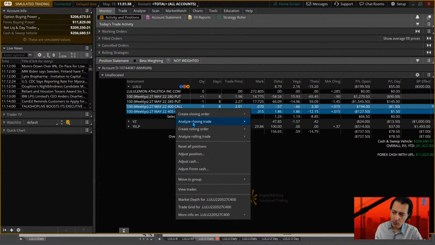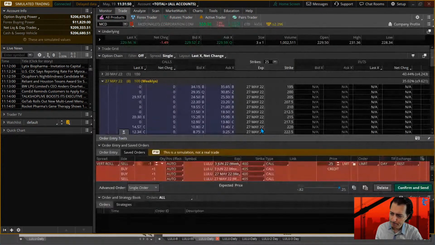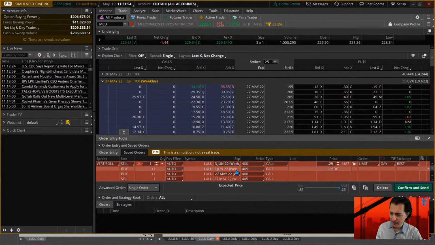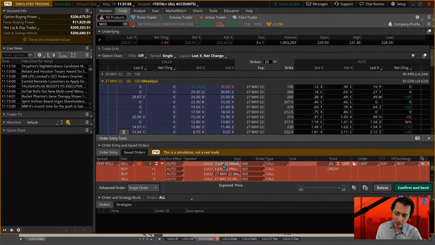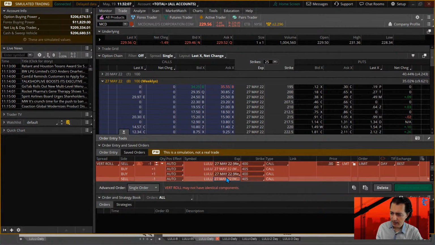So let's do it. What you would do is create a rolling order. So I'm just going to click on that. And what I'm going to roll here is, instead of rolling the months, which is what the platform would want to do, we are going to stay with the same expiration date, which is 27th of May. And we are going to be using 285.